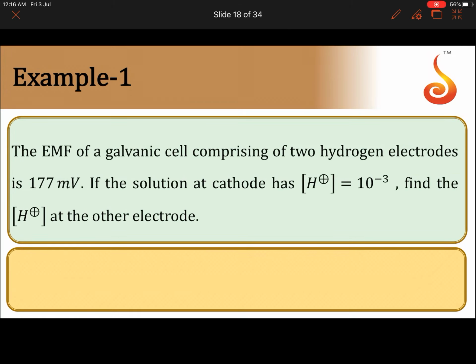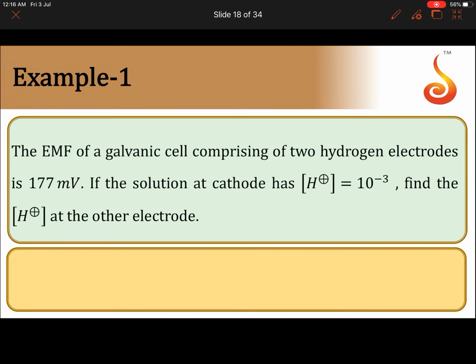The EMF of a galvanic cell comprising two hydrogen electrodes is 177 millivolts. If the solution at the cathode has an H+ concentration of 10^-3, find the H+ concentration at the other electrode. Remember one formula. By using that formula, when such types of questions are asked, we can calculate the concentration of H+, or if they are asking the pH, that also we can calculate.